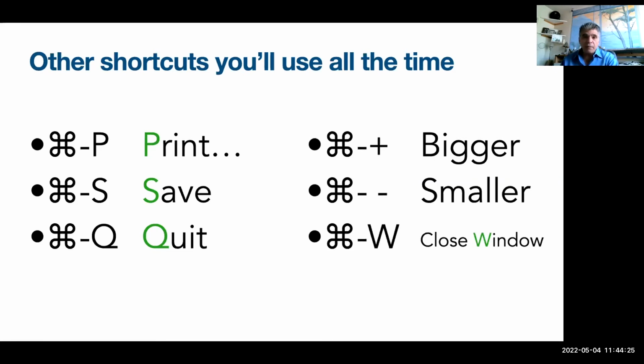Command Q for quit. Command and the plus to make stuff bigger. So let's say you're looking at a web page and the type is too small. Well, Command plus, every time you hit the plus while you're holding the Command key down, it gets a little bigger, a little bigger, a little bigger. And the minus to make it smaller if you get carried away. And then finally, Command W to close the window. It can't be Command C, because Command C was already used for copy. All right, let's see what else we've got here.